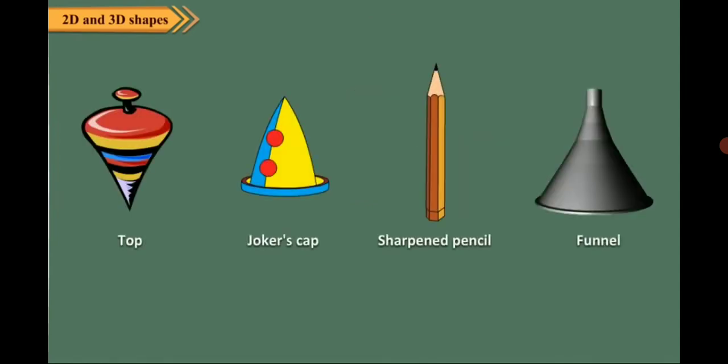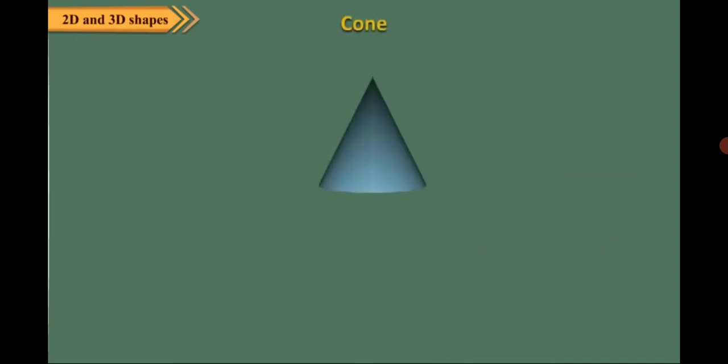Children, now look at these familiar objects. All these objects have a shape of a cone. A cone has one vertex and it has one curved edge. It has 2 faces, one curved face and one flat face.